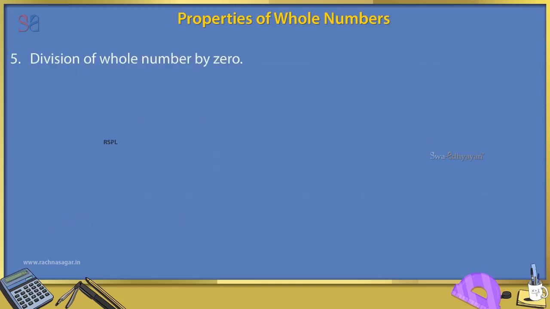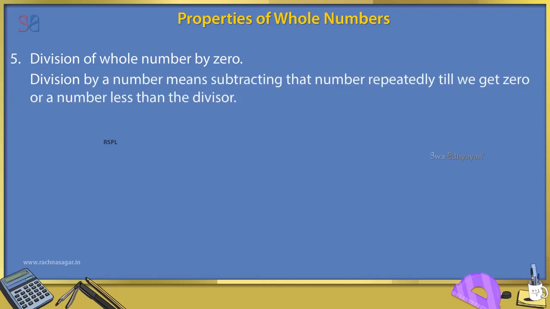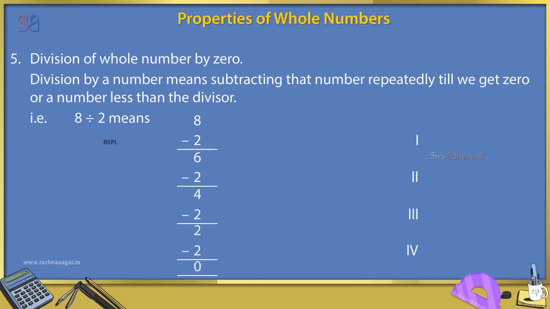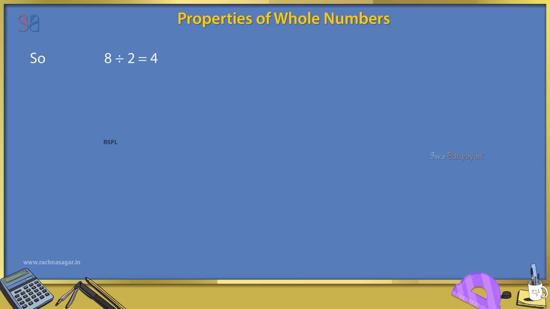5. Division of whole number by 0. Division by a number means subtracting that number repeatedly till we get 0 or a number less than the divisor. That is, 8 divided by 2 means 8 minus 2, 6, minus 2, 4, minus 2, 2, minus 2, 0. So, 8 divided by 2 is equal to 4.